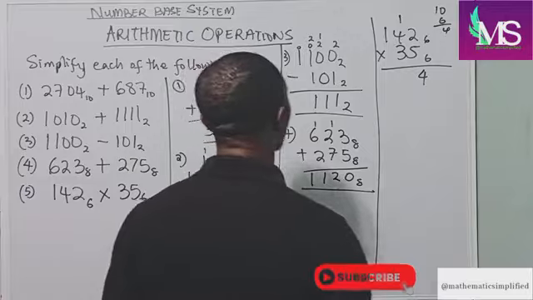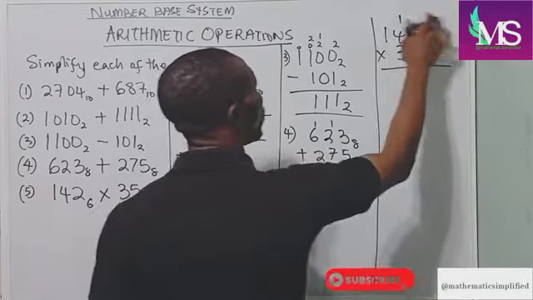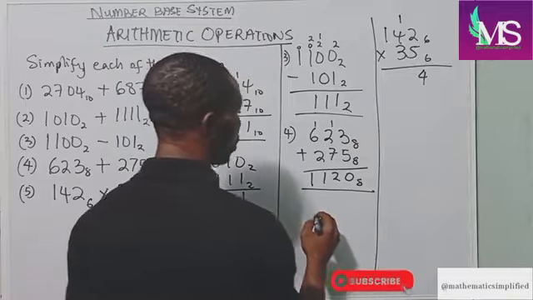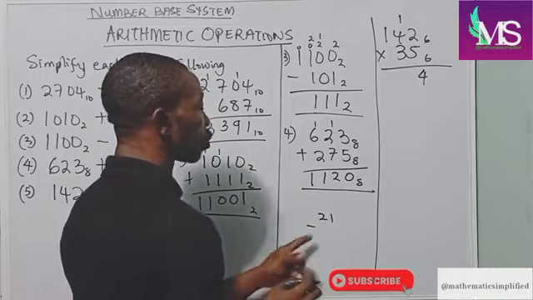5 times 4 is 20, right? Now 20 plus 1 is 21. So 21 minus, how many times is 6 going into 21?